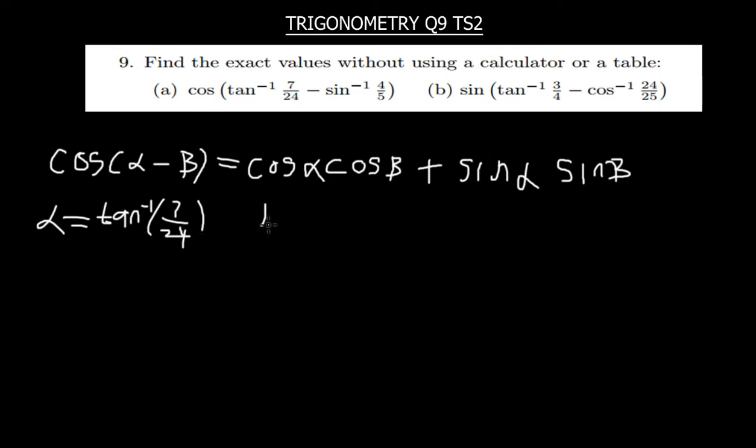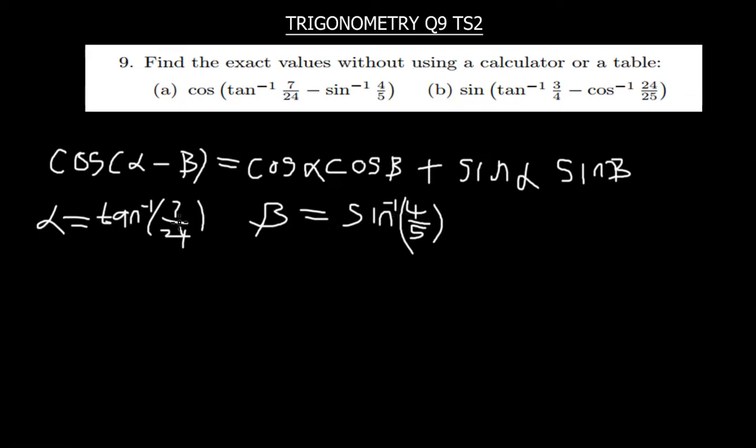and then our beta we've said is going to be our beta will be equal to sine inverse of 4 over 5. So this is going to be our beta. Yes, now we'll move on.